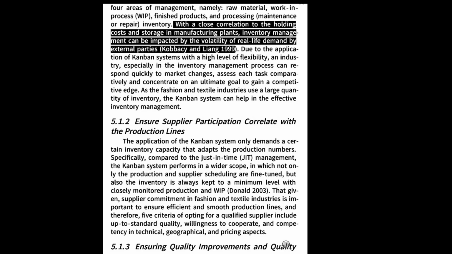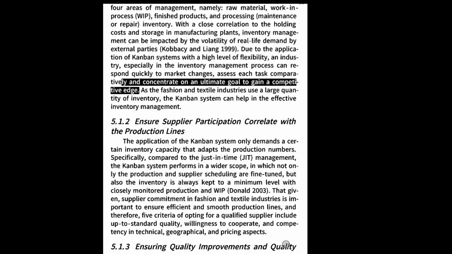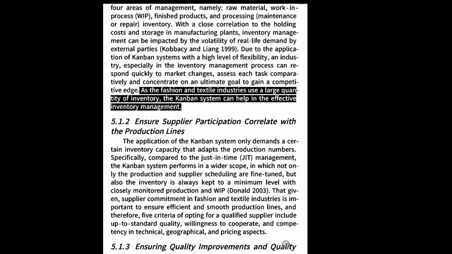Inventory management can be impacted by the volatility of real-life demand by external parties, Kabasi and Liang 1999. Due to the application of Kanban systems with a high level of flexibility, an industry, especially in the inventory management process, can respond quickly to market changes. Assess each task comparatively and concentrate on an ultimate goal to gain a competitive edge. As the fashion and textile industries use a large quantity of inventory, the Kanban system can help in the effective inventory management.